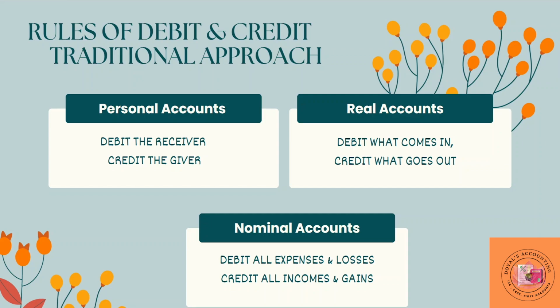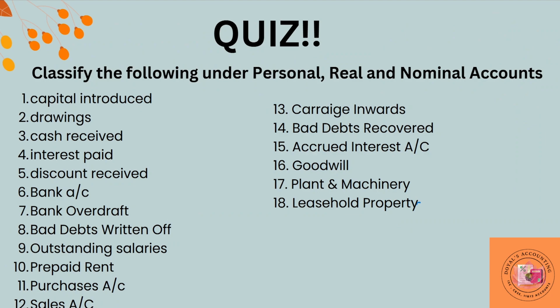So these are the three golden rules of journal entry which you should learn. These are the three fundamental rules of debit and credit, on the basis of which you will write a journal entry. I suggest that you learn these very well. And now let's do a quick tiny quiz.